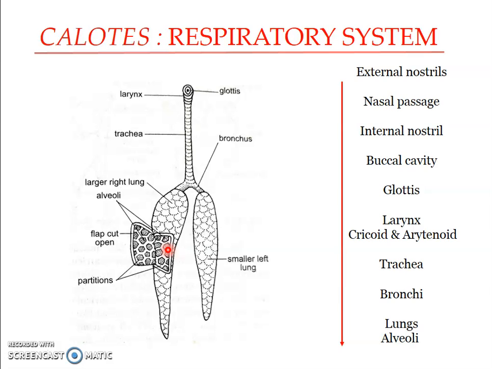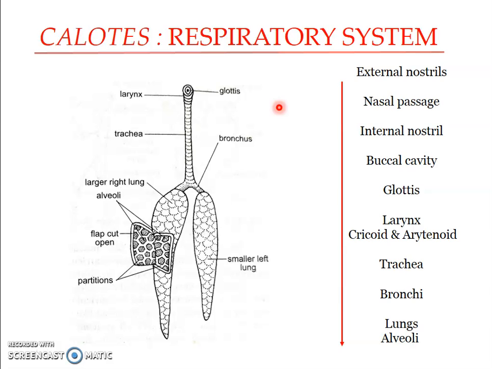Now, exhalation is done by lowering the ribs, and it is due to the contraction of the intercostal muscles, and this decreases the volume of the thoracic cavity, and the pressure inside the lungs increases, and it pushes out the air that contains the carbon dioxide back through the same path, that is through the bronchi, trachea, larynx, glottis, and then the external nostrils out. So this is how the whole process of respiration takes place.